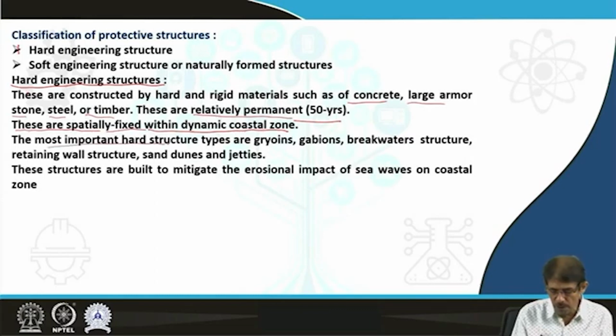The most important hard structures are categorized by the terms groins, gabions, breakwater structures, retaining wall structures, sand dunes and jetties. These are common hard engineering structures except sand dunes. Hard engineering structures are widely utilized along the coastal zone to mitigate the impact of hazardous erosion.